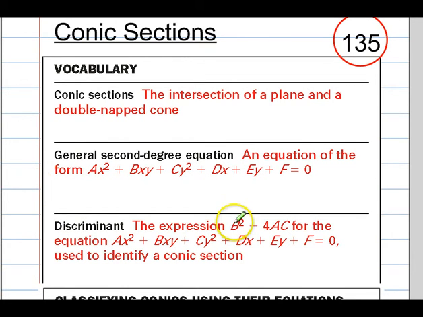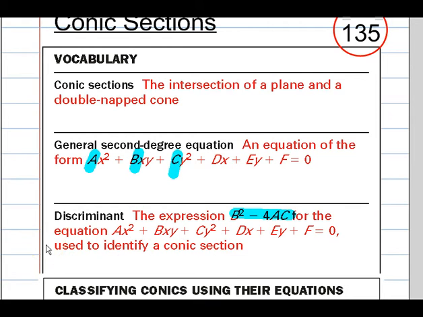The discriminant is b squared minus 4ac. Well, what is b? b is the number that's multiplied by the xy. a is the number that's multiplied by the x squared. c is the number that's multiplied by the y squared. So you calculate the discriminant, and based off the value, that will let you know what kind of conic section it is.